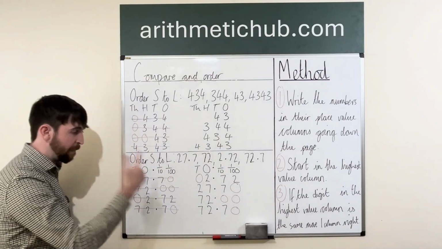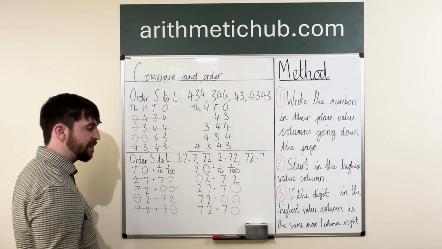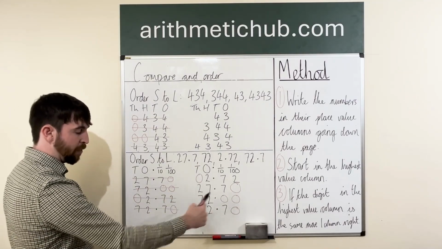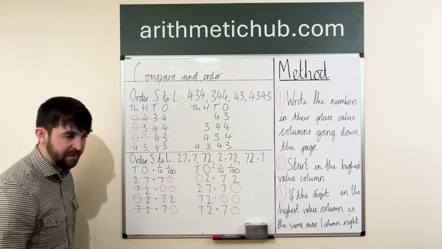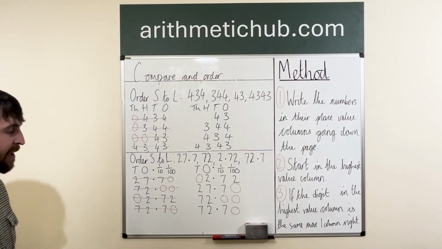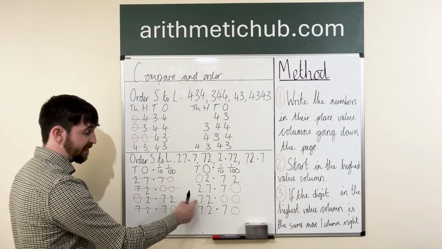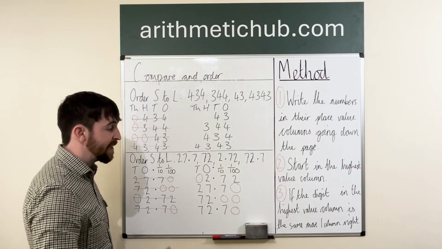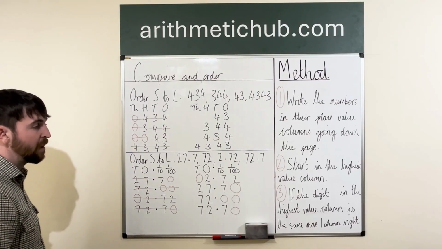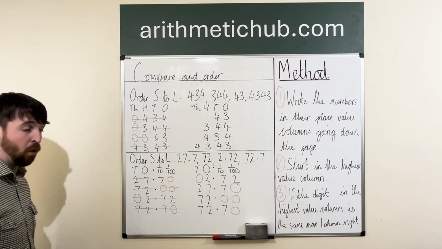Now let's check, does it pass the eye test? Have these been ordered from smallest to largest? 2.72, 27.7, 72, and then 72.7. Okay, yeah, it makes sense. 72 is definitely smaller than 72.7 because this is the same amount of wholes, but 7 tenths more. Okay, so we use that method when we are comparing and ordering numbers.